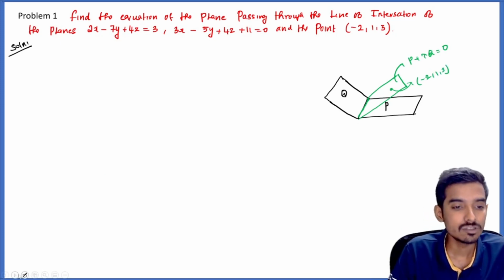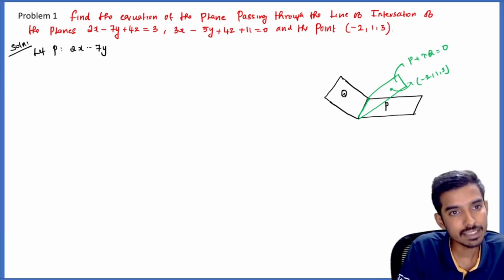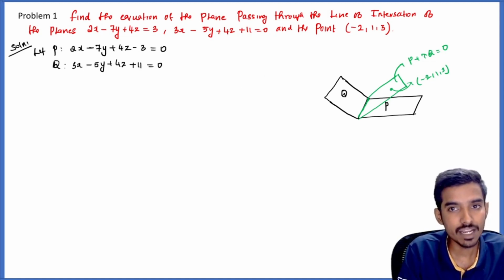That's it, right? So let us take P to be equal to 2x minus 7y plus 4z minus 3 is equal to 0, and Q to be equal to the second plane, which is 3x minus 5y plus 4z plus 11 is equal to 0. So we need to find an equation of the plane passing through the line of intersection of these two planes.